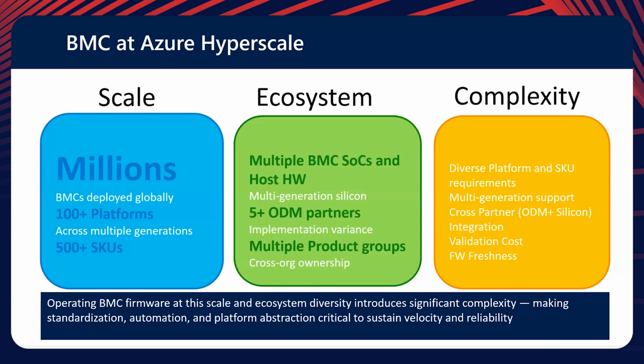So first of all, let me start with a little bit about the scale, right, at which we are talking. So we're deploying millions of nodes, and most of the nodes have either one or multiple BMCs. What does that scale mean for us? So when we have a few million BMCs that we are deploying, with various diversity vectors like hundreds of platforms and hundreds of SKUs, which are more like derivatives on top of the platforms.